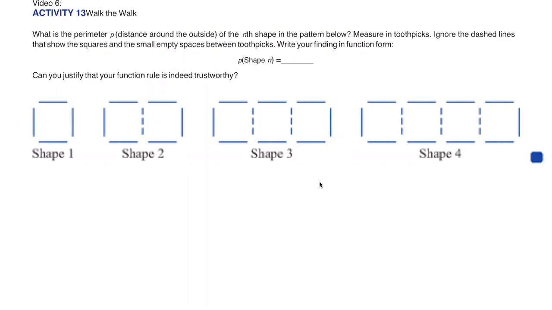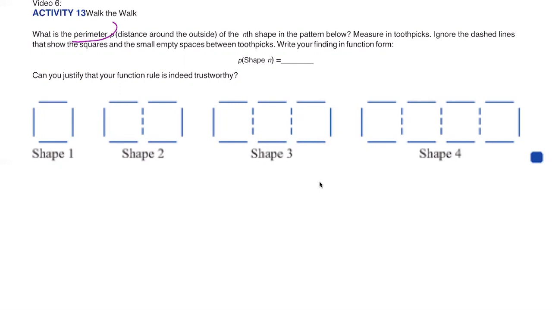I chose this one, which is almost identical to a previous video, because there's a slight twist going on in this question, and I wanted to help utilize that twist to our benefit to see how we might use our intuition even more. What is the perimeter of the nth shape of the pattern below?